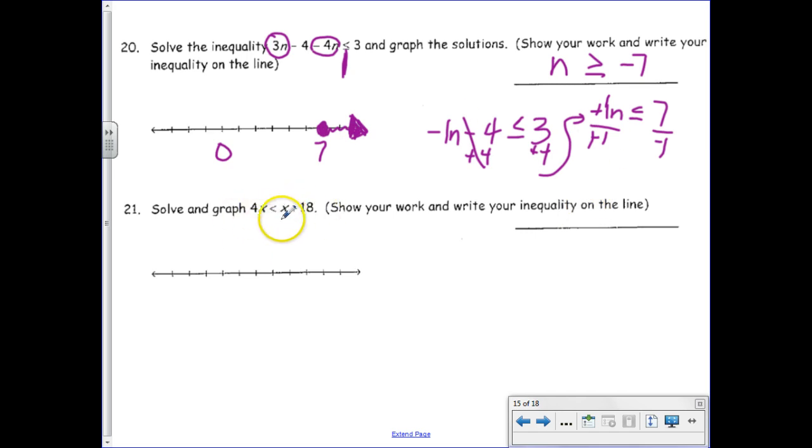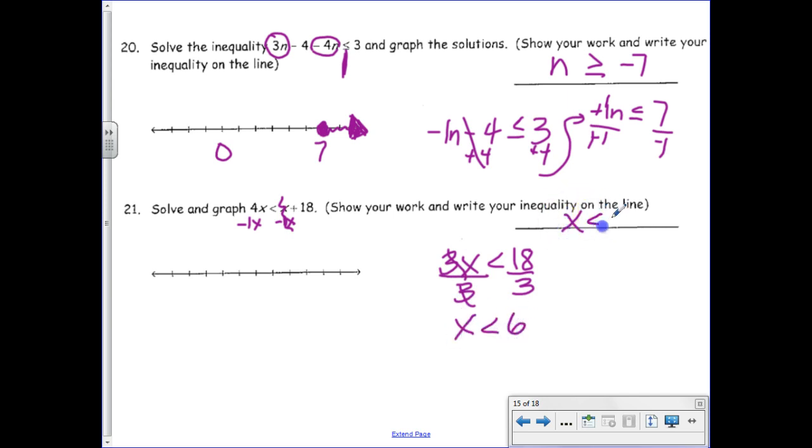Next one. Oops, variable is on both sides. Let's get the variables on one side. Personally, I'd subtract 1x from each side, so this goes away. Those are opposites. They go to 0. And you're left with 3x is less than 18. Sweet. Divide by 3. X is less than 6.